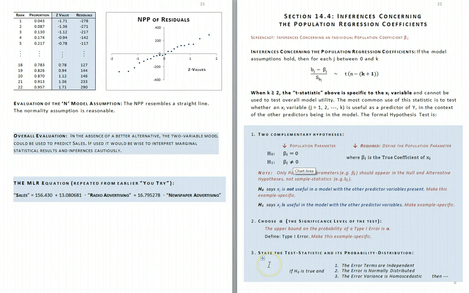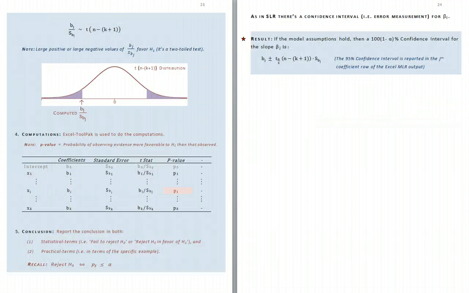In step 3, we state the model assumptions, and we've moved to the next page. Assuming the 0 null hypothesized value of beta j, the test statistic is the estimated regression coefficient bj divided by the standard error for bj. This test statistic has a t distribution with n minus the quantity k plus 1 degrees of freedom.